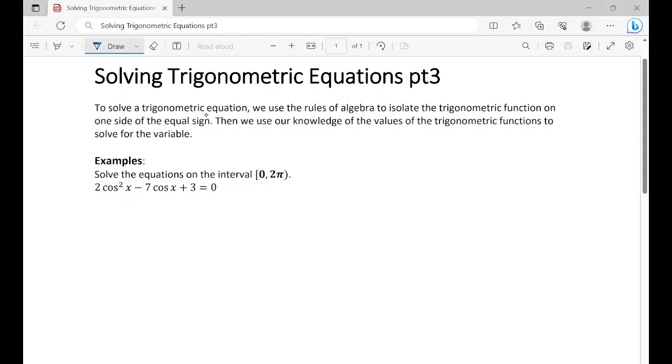To solve a trigonometric equation, we use the rules of algebra to isolate the trigonometric function on one side of the equal sign. Then we use our knowledge of the values of the trigonometric functions to solve for the variable. If you don't have a unit circle memorized, I would recommend having one handy, because it can make things a little bit easier until you have it fully memorized.